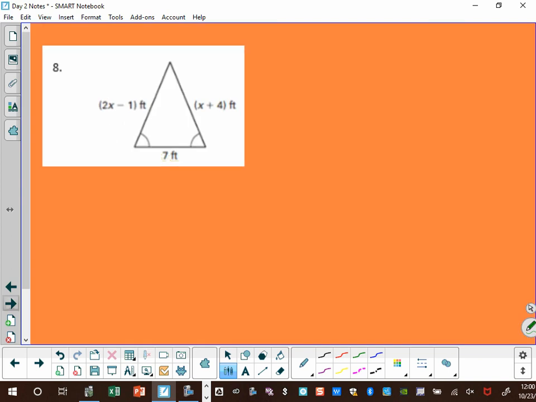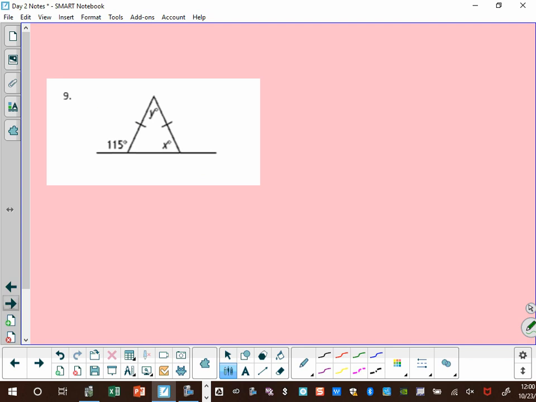All right, let's look at number 9. On number 9, let's look at this triangle. Is it isosceles? Yes, it is. I have those hash marks. So that means that my angles are going to be congruent, right?